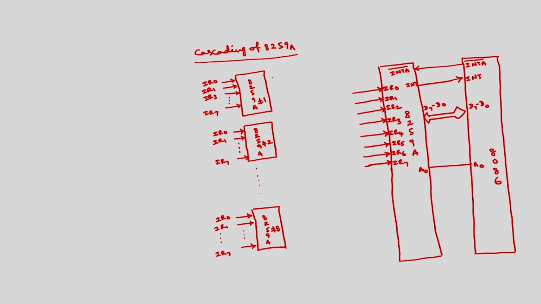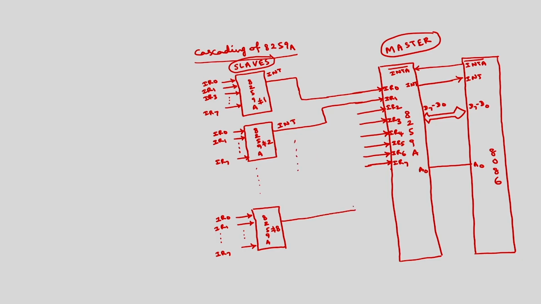Now the INT of this 8259A: each 8259A will have one INT. This INT will be connected to IR0 or to any of the IRs of the 8259A master. This is called the master, and these are all called slaves. And the INT of the master is connected to 8086. The INT of this one is connected to IR1, and so on up to the INT of the 8th 8259, which will be connected to IR7 of the master.